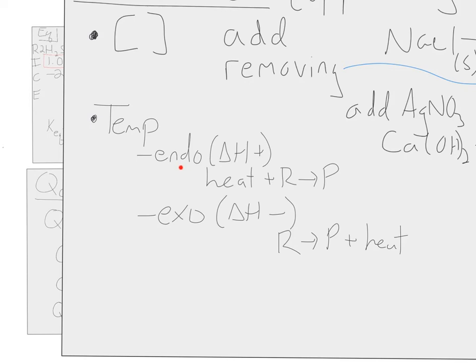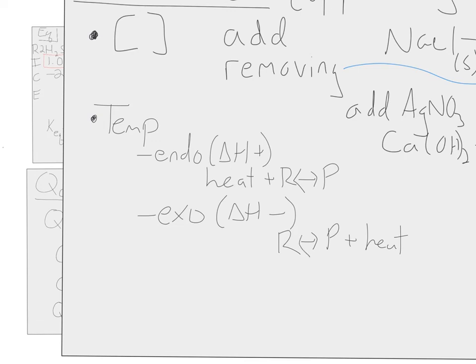For my endothermic reaction, if I heat it up, I'm adding a reactant. I'll shift right. If I cool it down, I'm removing a reactant. I will shift left. Exothermic is opposite. If I heat it up, I'm adding a product. I will shift away from the products. We will shift left.